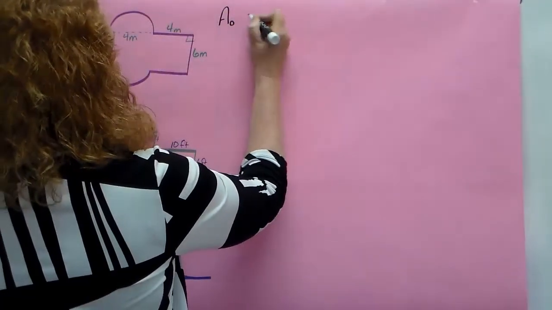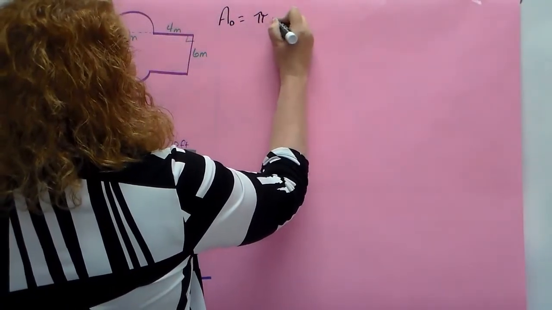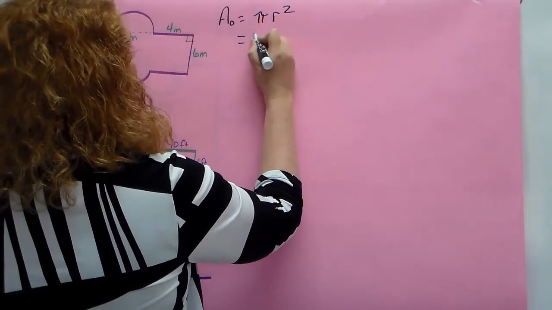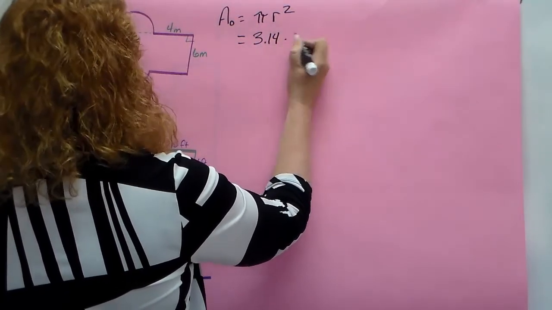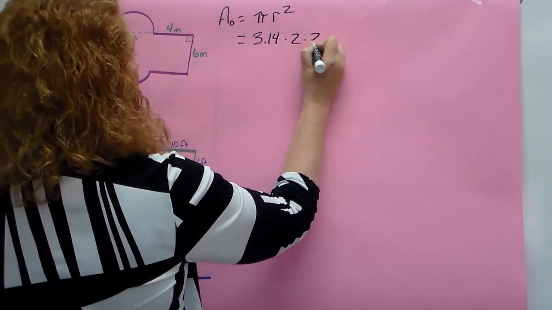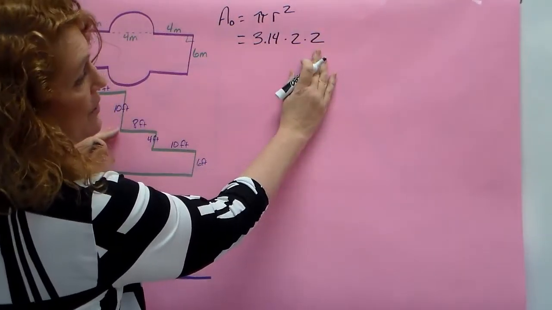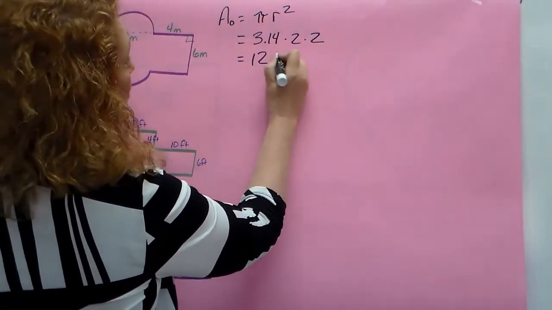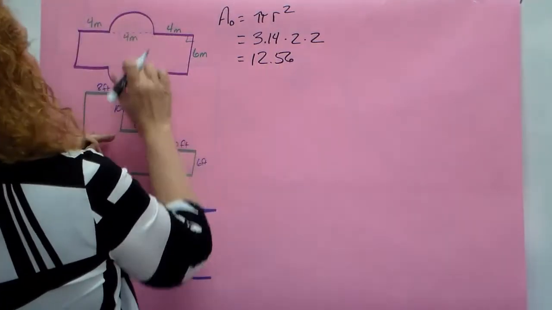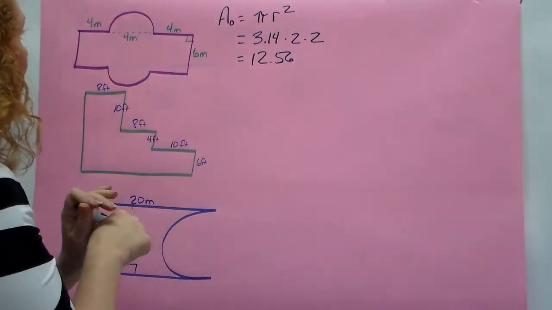So the area of my circle is pi r squared. That is 3.14 times 2 times 2. And 3.14 times 2 times 2 is 12.56. So the area of these two is 12.56.